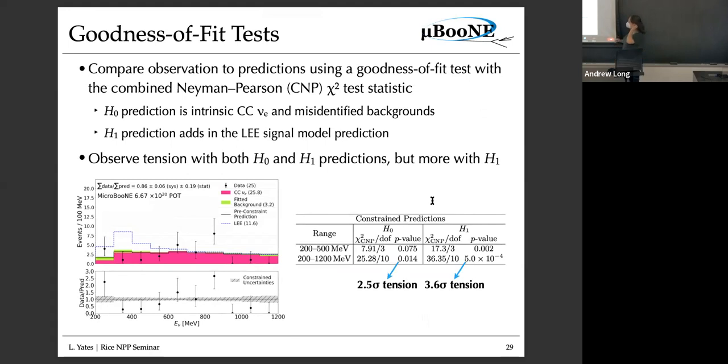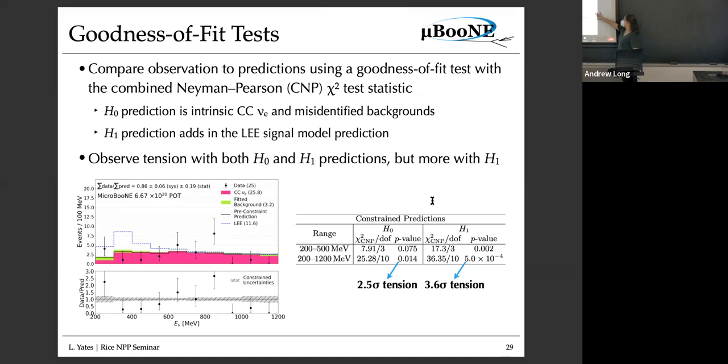So we do a few statistical tests, starting with the goodness of fit. So basically, does our data look like our prediction? Question mark. As you can see by eye, not really. Those black data points are scattered a bit about the prediction, probably more than you would expect from statistical fluctuations alone, although those are significant.